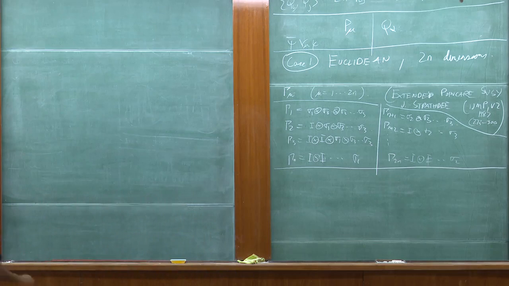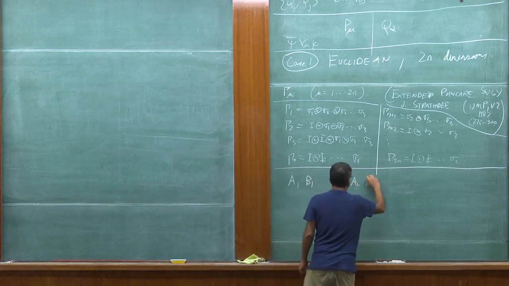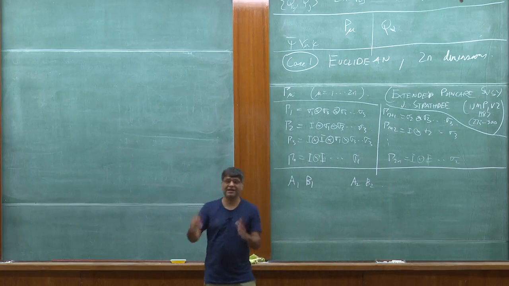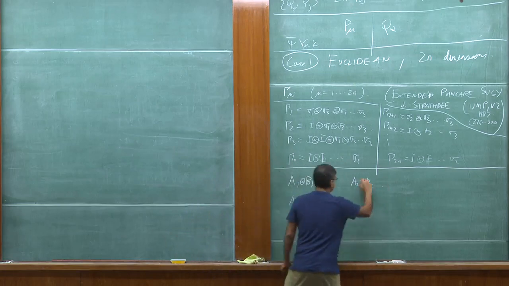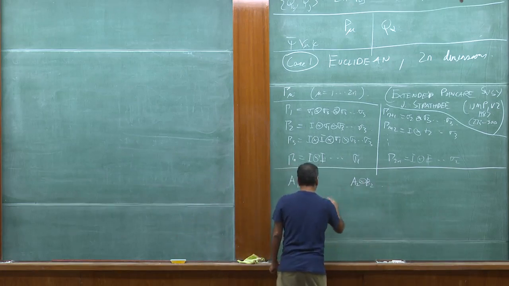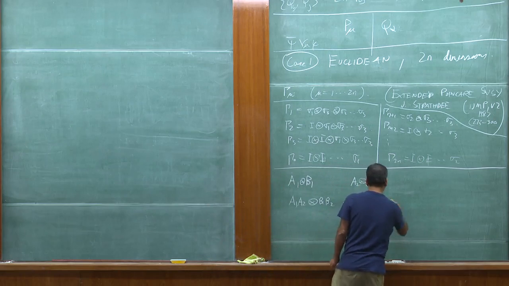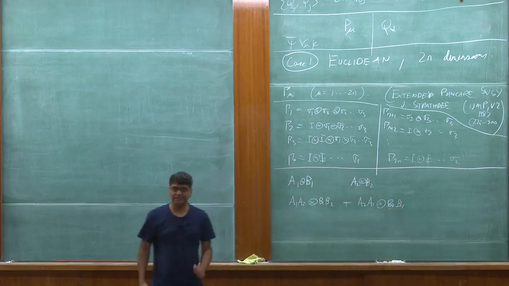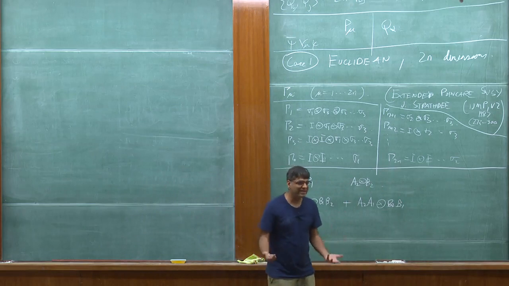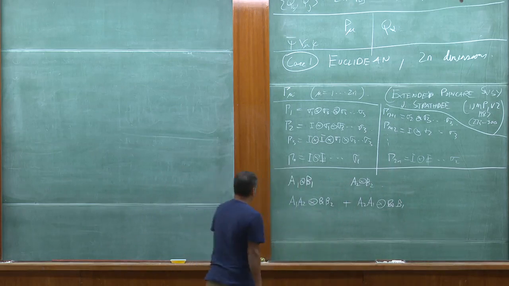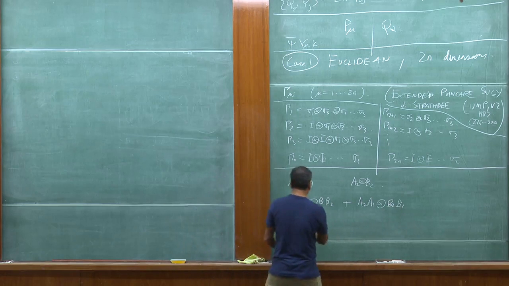Let me say, suppose I have A1, B1, and A2, B2, tensor product. I want to find the anti-commutator. What does this mean? It means A1, A2, I'll write the tensor explicitly, tensor B1, B2 plus A2, A1 tensor B2, B1. That's what it means. Now let's suppose that B1 and B2 commute with each other, whereas A1 and A2 anti-commute with each other. What does that mean? That means that B1, B2 is same as B2, B1.